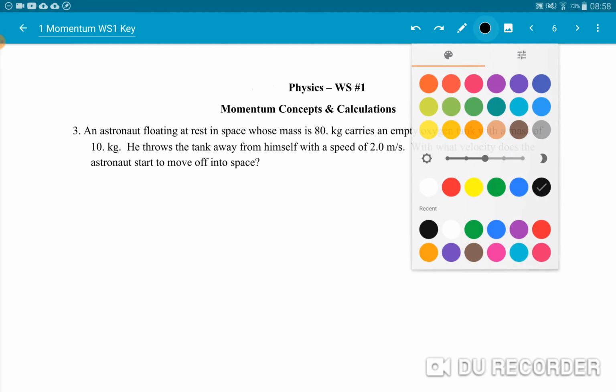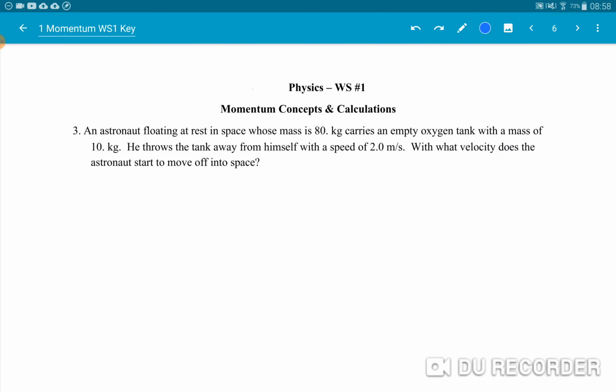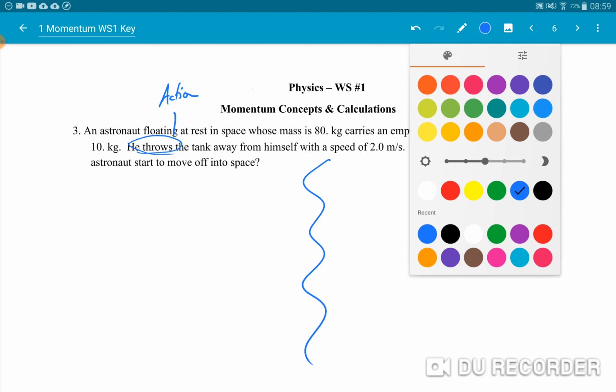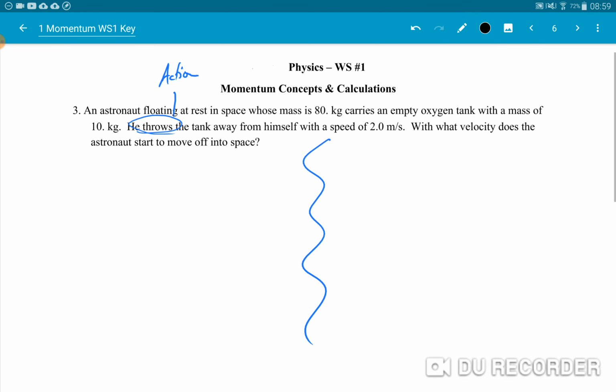Okay, cool. So again, I like to identify the action here to make sure I know what the before and after state is. And he throws this thing here, so there's my action. So now let's go ahead and do before and after for each of these cases.